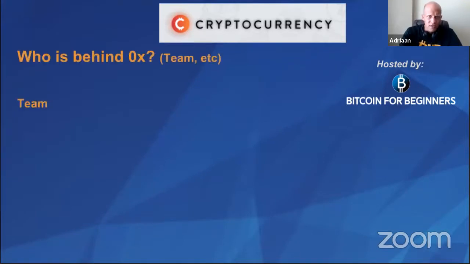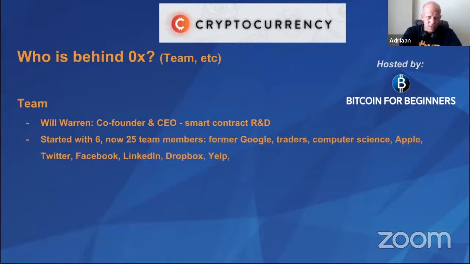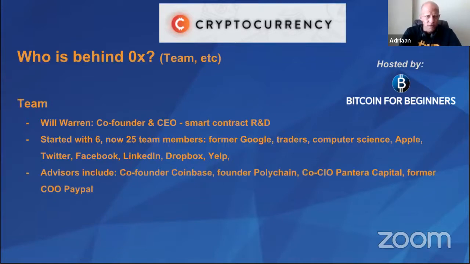Okay, so who is behind 0x? The team. CEO and co-founder is Will Warren. He's mainly responsible for research and development on smart contracts. They started out with 6 team members, and there are now 25. And they have all different backgrounds, including former Google employees, former traders, people from computer science, people from Apple, Twitter, Facebook, LinkedIn, Dropbox, and Yelp.